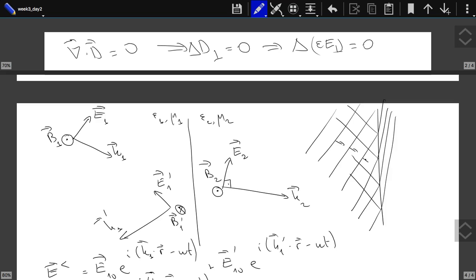These will be moving in this direction. These will be moving in this direction. These will be moving in this direction.